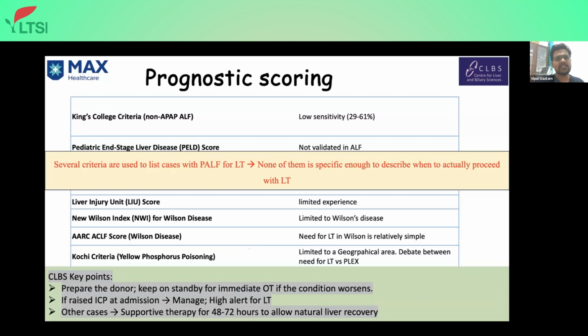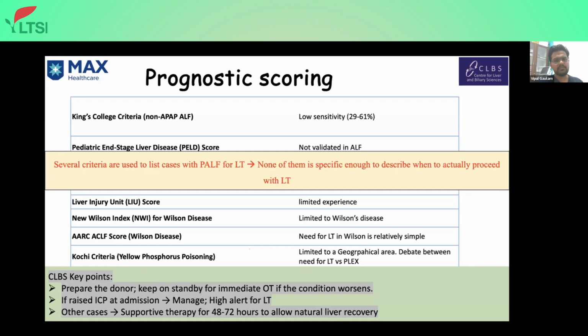For example, KCH criteria. Everybody talks about KCH, but we all know that it leads to overutilization of liver transplant. And kids should always be given a chance to survive with native liver if possible. So what we do, if a patient comes to us for transplant, already listed for LT, we prepare the donor and keep the donor on standby for immediate OT if the condition worsens. In the meantime, if the child has intractable raised ICP despite medical management, then we don't wait.